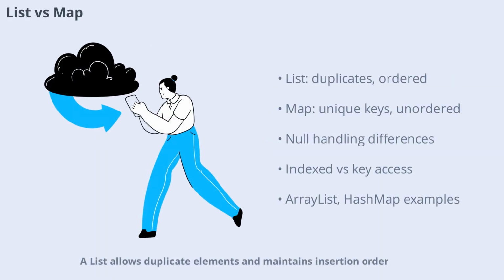A list allows duplicate elements and maintains insertion order, while a map does not allow duplicate keys and does not guarantee order. Lists can store multiple null elements, whereas maps allow only one null key but multiple null values. Lists use the get method for indexed access, while maps use key-based access. Examples include ArrayList for list and HashMap or TreeMap for map.